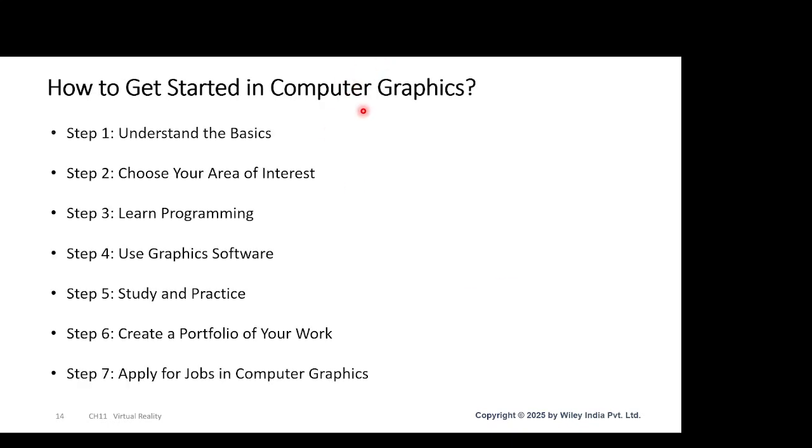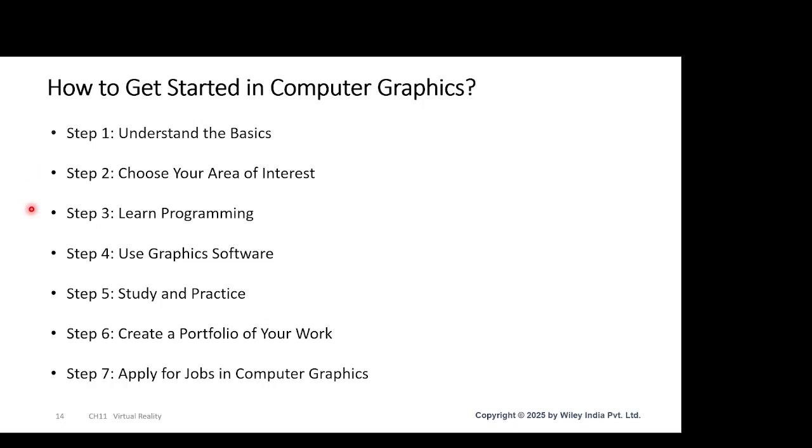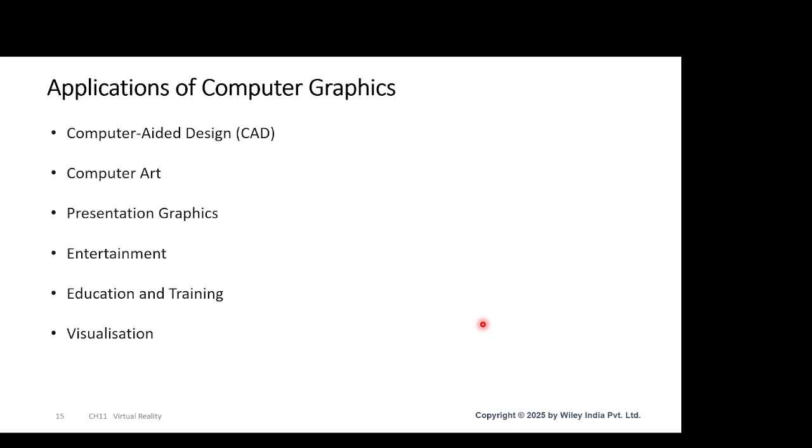How to get started in computer graphics? So if your mind is very creative and if you're good at drawing and creating animations, you can understand the basics. First, choose your area of interest, whether you want to go for animated videos or image creation or generative graphics or cognitive. Then learn programming, learn how to use graphic software, study and practice, create a portfolio of your work and apply for jobs in computer graphics.